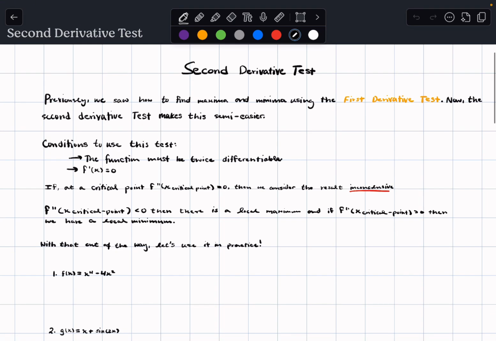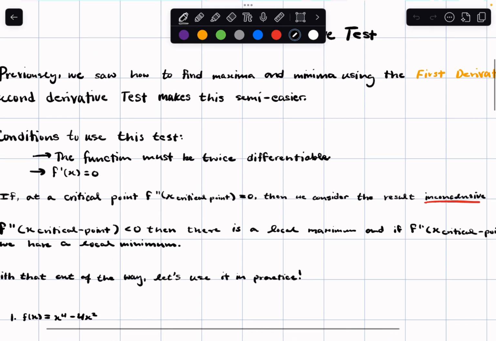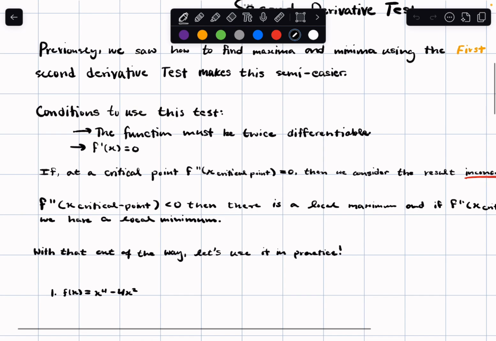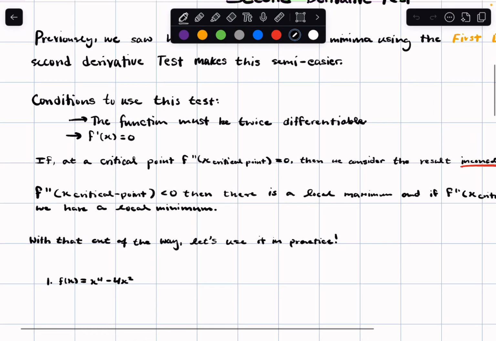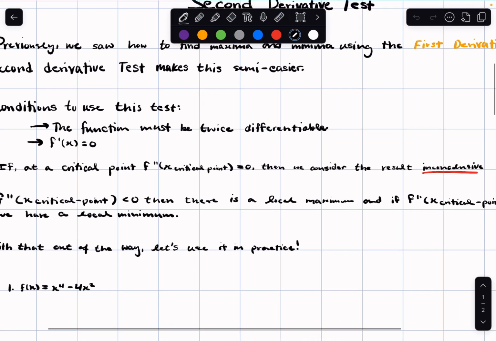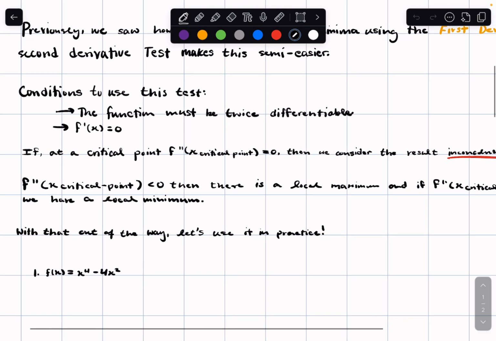So there are conditions to use this test, like any other test, like the intermediate value theorem or the first derivative test. The conditions to use this test are that the function must be twice differentiable, and the first derivative at some point must be equal to 0. And then if the second derivative at the x value of the critical point equals 0, then we consider the result inconclusive.